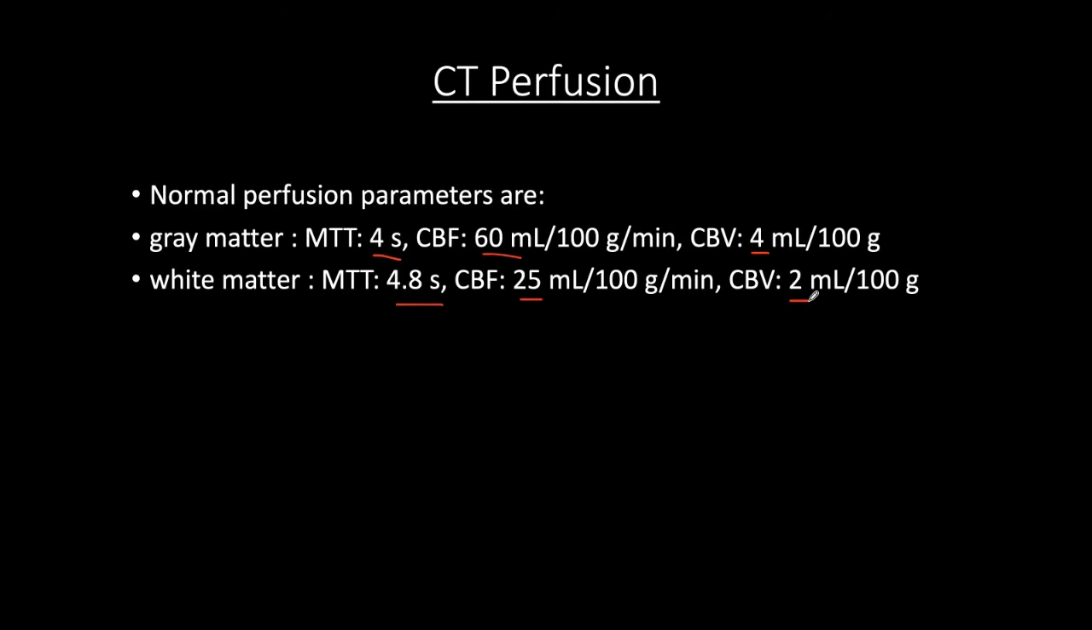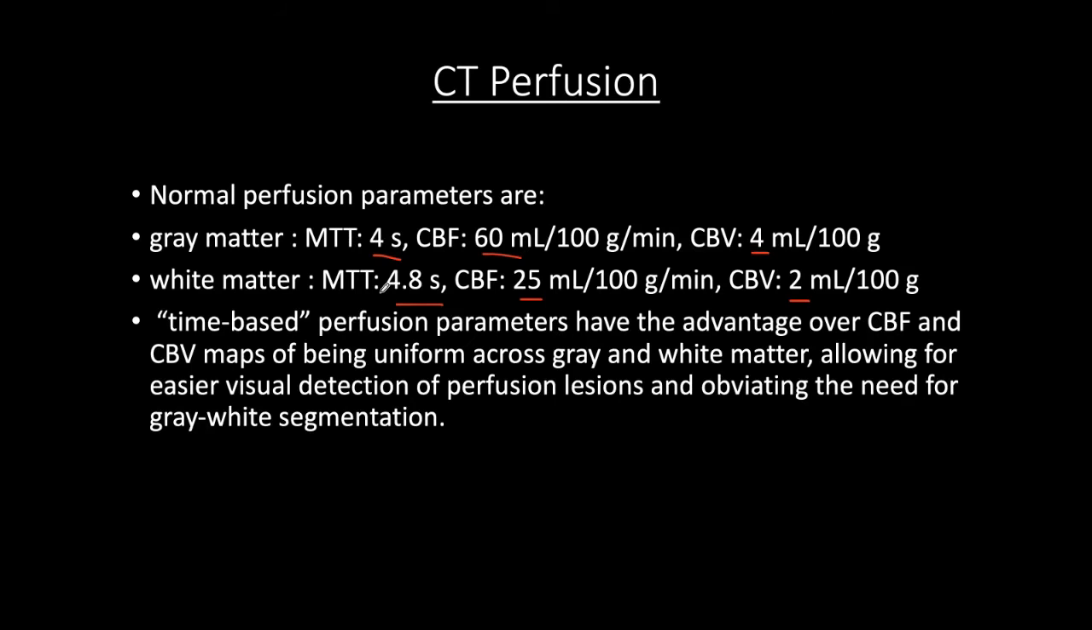So when there is a perfusion defect, the difference has to be even more than that. However, when you look at mean transit time, they're almost close to each other. So even if there's any small decrease in any area of the brain, then you can tell, okay, there's a perfusion defect there. So the time-based parameters really help.